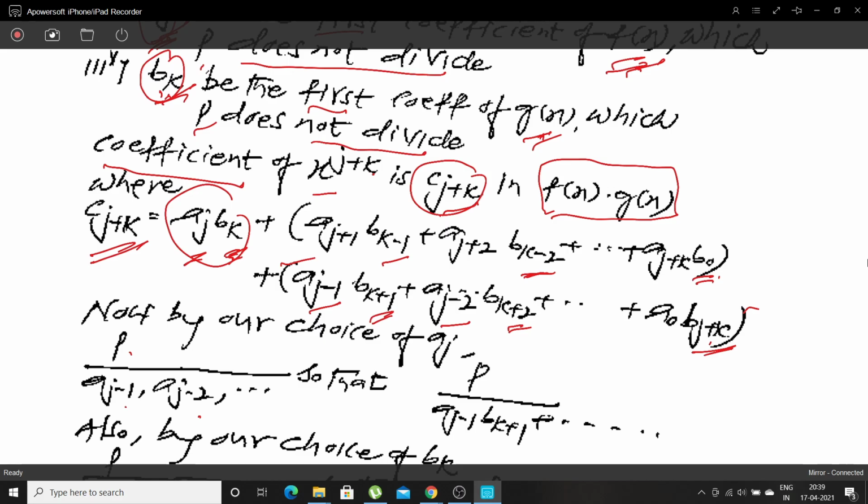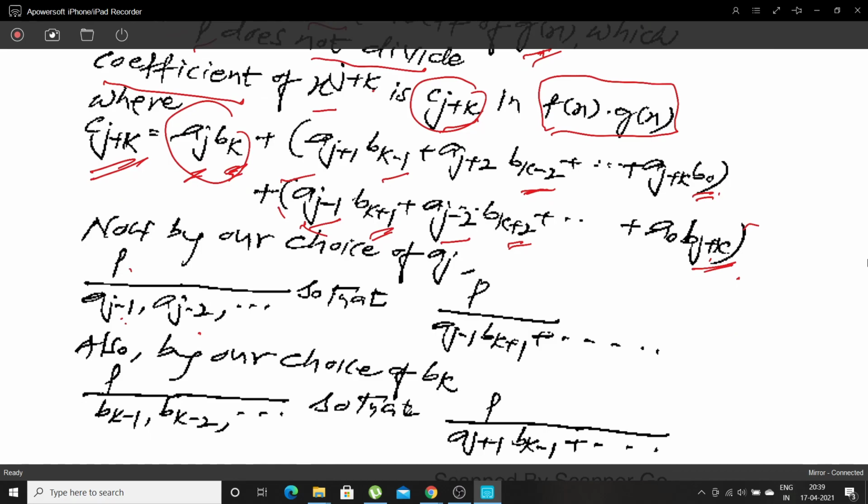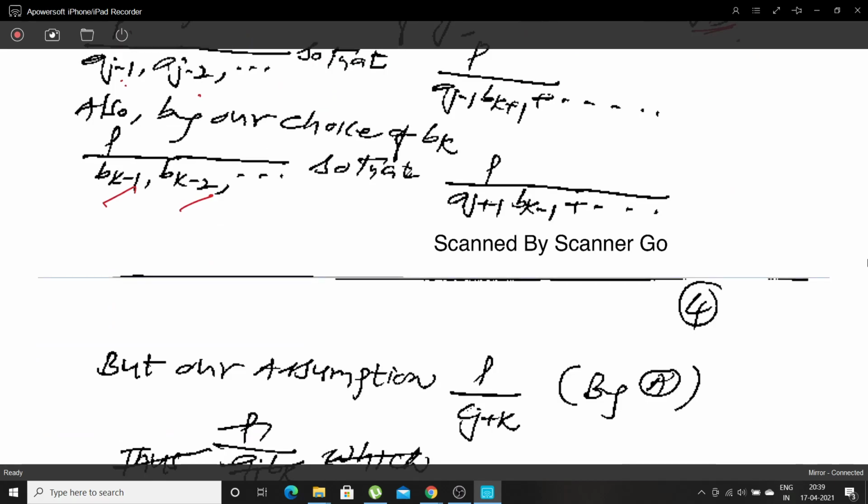That means p will divide this bracket, I mean the second bracket, because here we have aj minus 1, aj minus 2. Therefore, I am forced to take the second bracket. Similarly, by the choice of bk, bk is the coefficient of g of x which p does not divide. That means other than bk, p will divide all the elements, that is bk minus 1, bk minus 2, and so on. So I have to take the first bracket, that is this one. P will divide aj plus 1, bk minus 1, and so on.